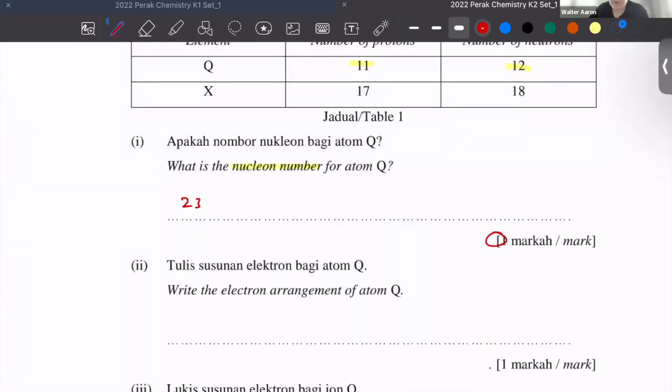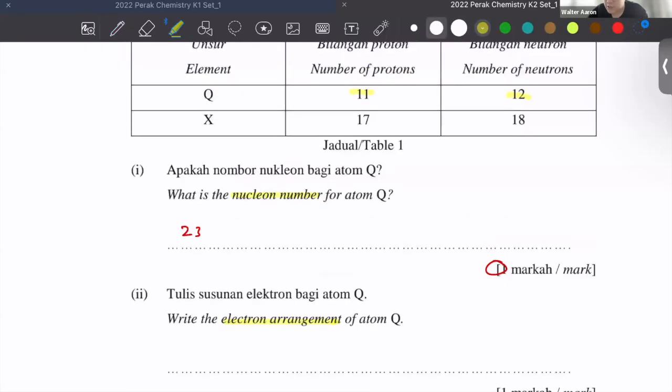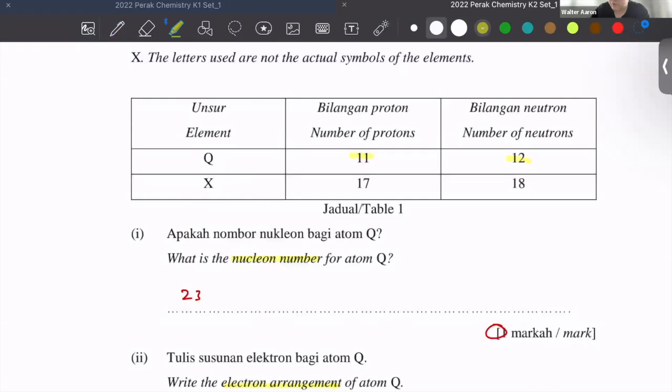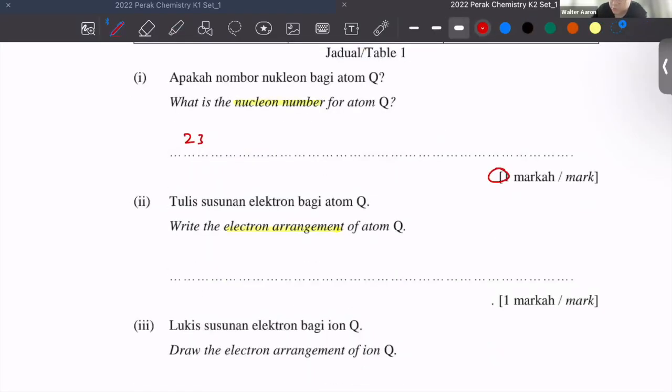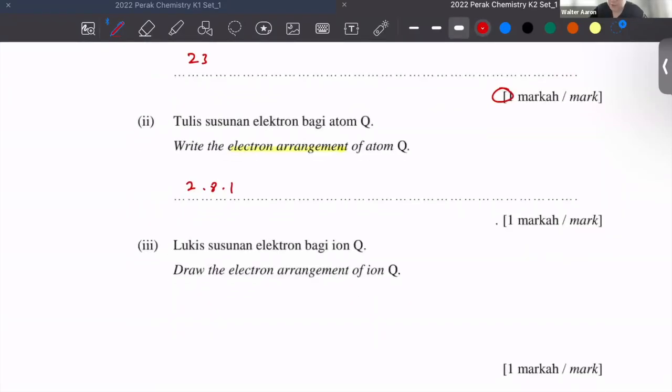Next, it asks you to write the electron arrangement of atom Q. How do we get the electron arrangement? You must first know the number of electrons. In a neutral atom, the number of electrons is actually the same as the number of protons. So if this particular element Q has 11 protons, then it must also have a total of 11 electrons. So the electron arrangement of atom Q will be 2, 8, 1. That's the answer. You get 1 mark for that.